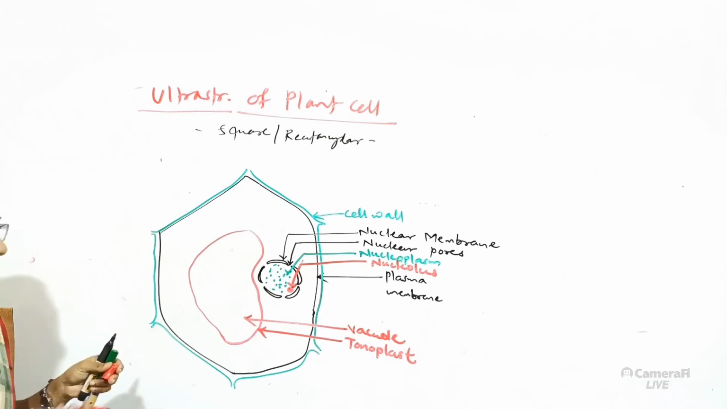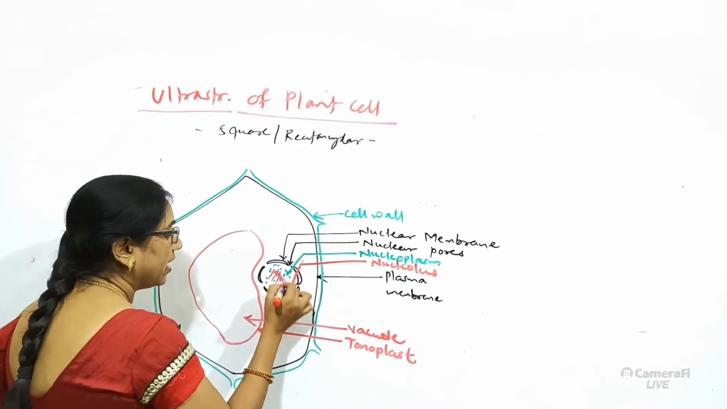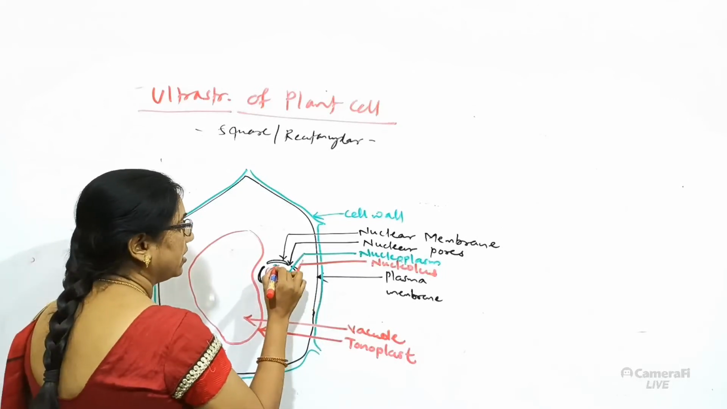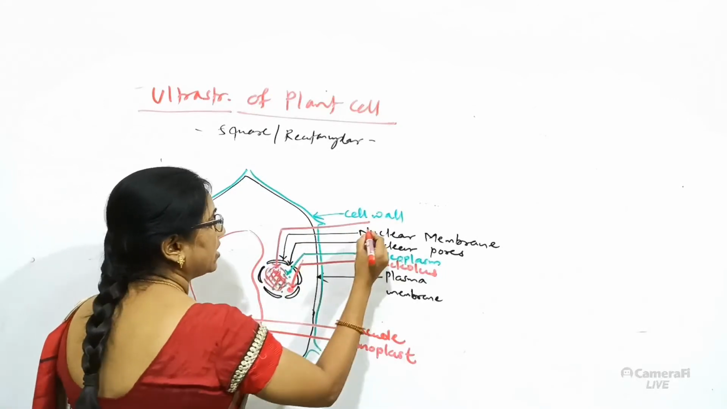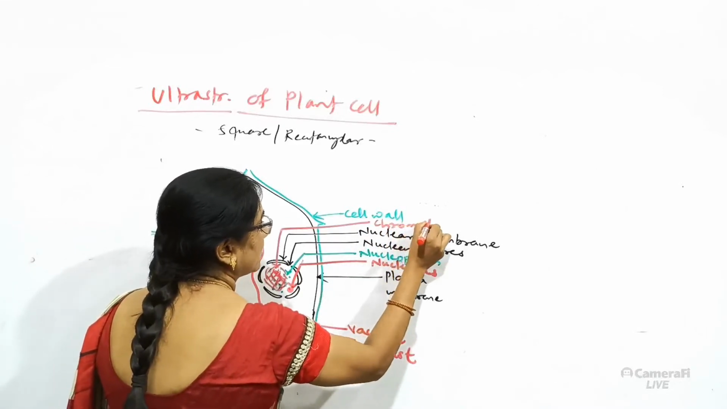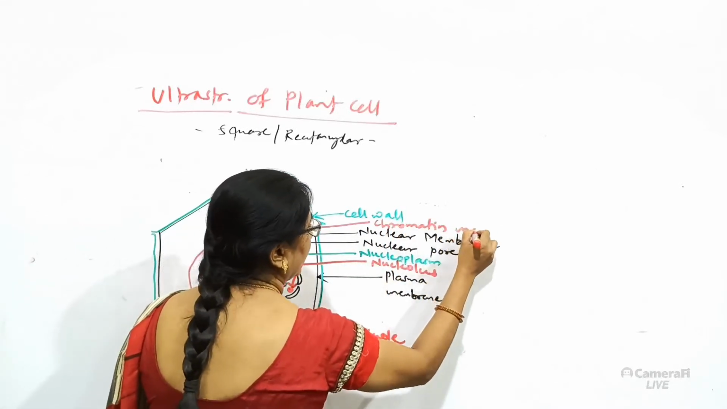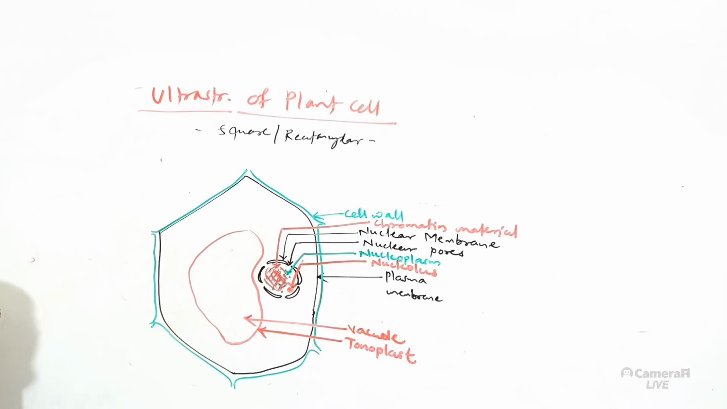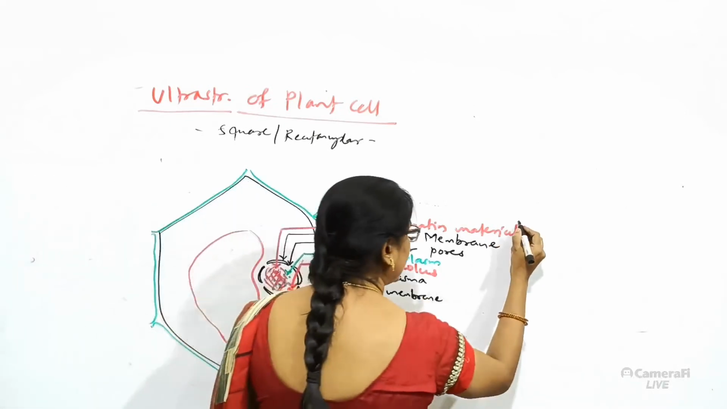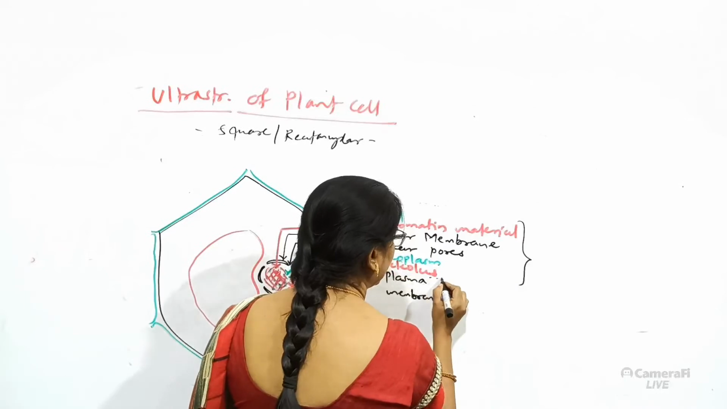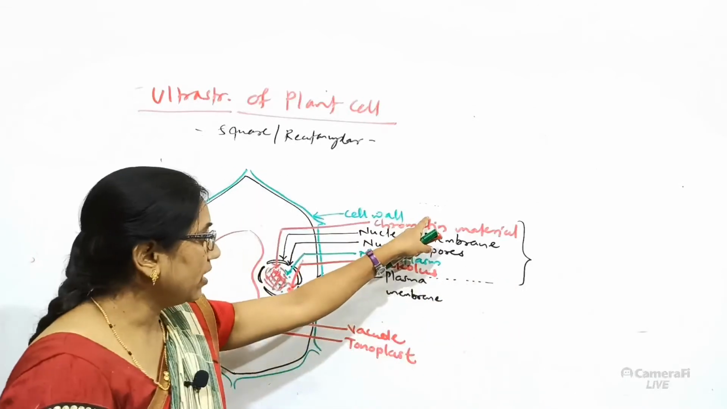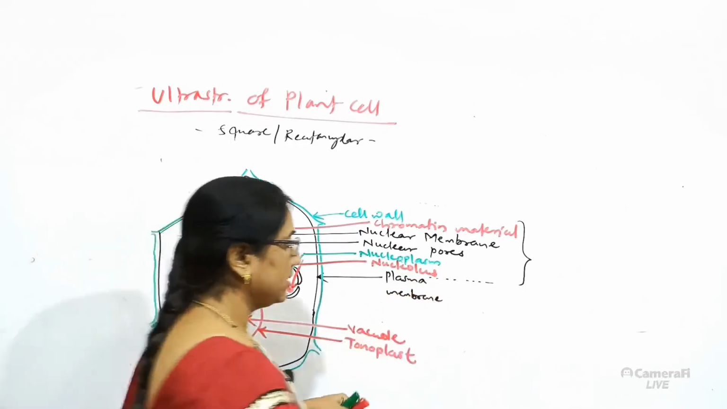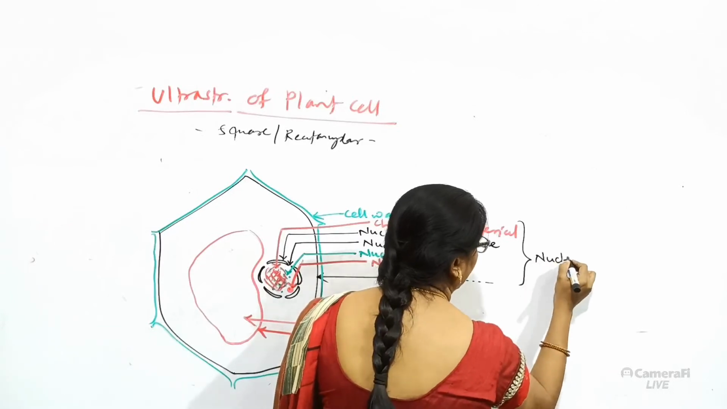Along with the nucleolus, it contains a network of thread-like structure. The entire network of thread-like structure is there, and what is this network called? It is called the chromatin material. And this entire structure, that is the chromatin material, nuclear membrane, nuclear pores, nucleoplasm, nucleolus, what does this entire structure represent?